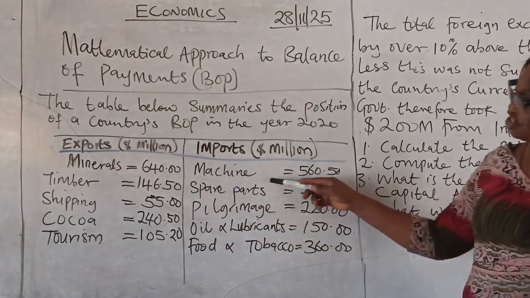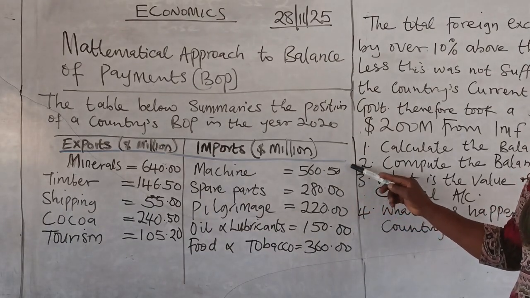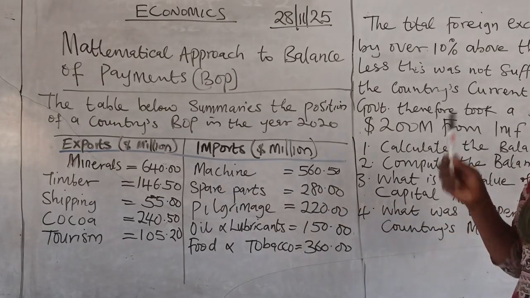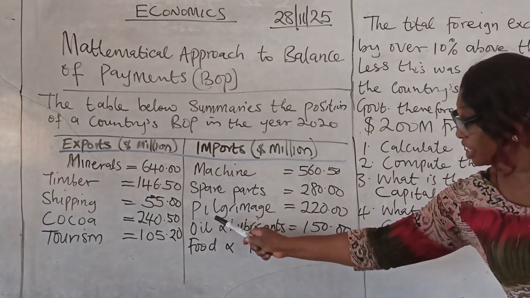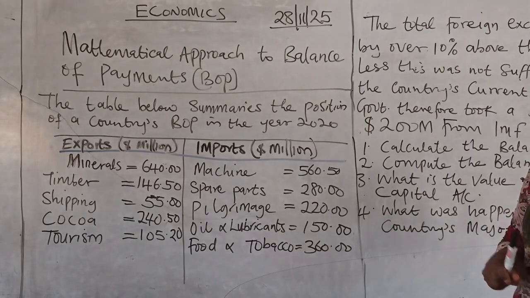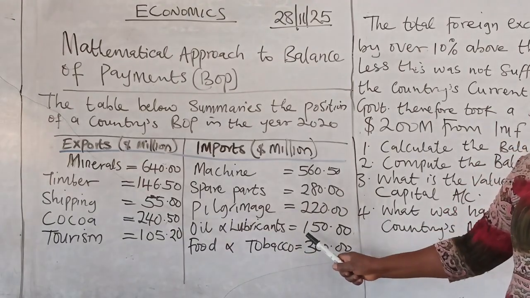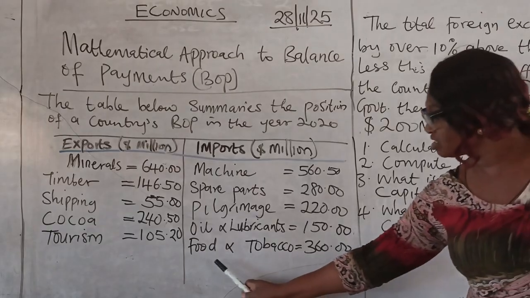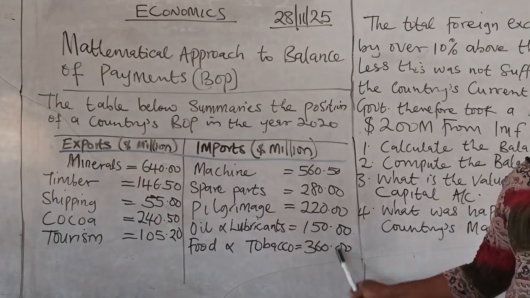Let's quickly go to the imports. Our imports are the machine, $560.50 million. Then we see spare parts, $280.00 million. Then we see the pilgrimage, $220.00 million. Then we see the oil and lubricants, $150 million. Then the last one is food and tobacco, $360 million.